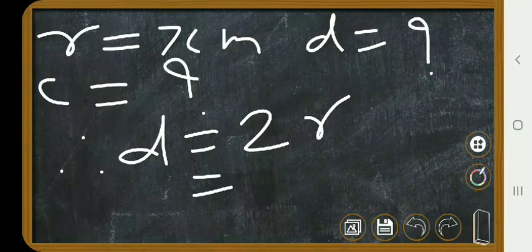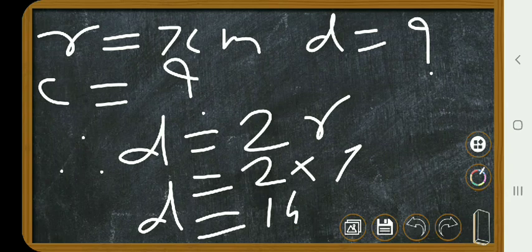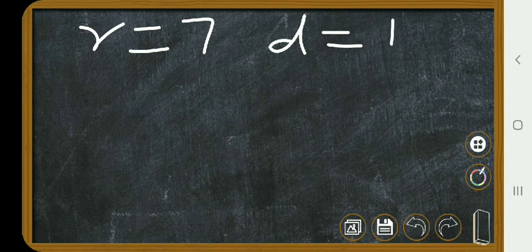So 2 will be as it is, radius is given 7, 2 multiplied by 7 is 14, so the diameter will be 14. To find the diameter, if you know the radius of a circle, r we got 7 now, and d we have got 14.